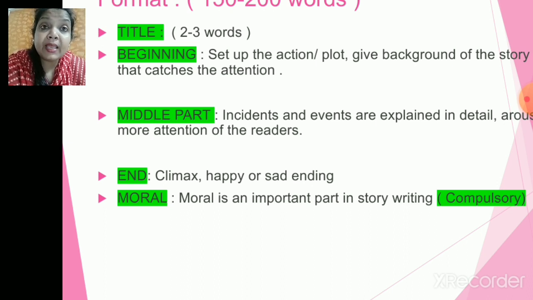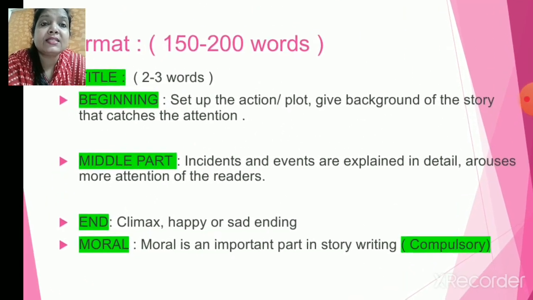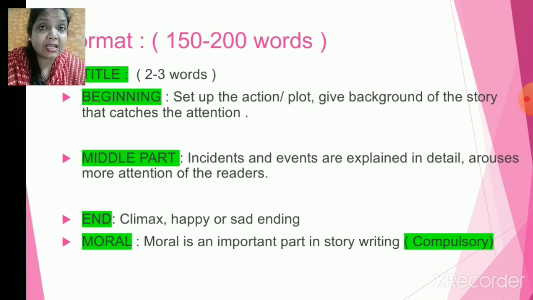Then next comes the beginning of the story. To write the beginning, set up your action plan or the plot. Give the background of the story that catches the attention of the reader. It's very important, children. Now, the next part is the middle part. In the middle part, you can explain the incident or events in detail. You can also add some more details related to the story and grab the attention of the reader.